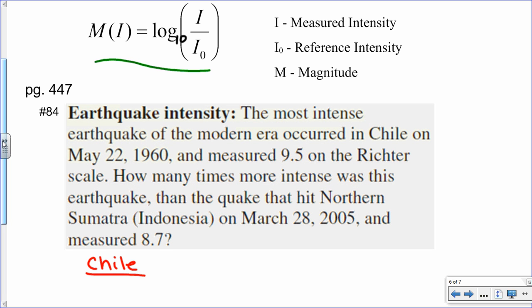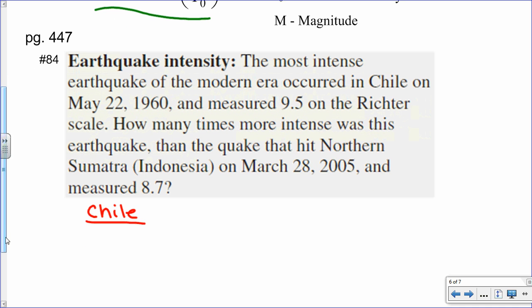All right, so the magnitude for this earthquake in Chile was 9.5. I don't know its intensity, so I'm just going to put I as a little c, because that intensity is different than the one in Indonesia. And then I also don't know the reference intensity, but that's going to be the same for both earthquakes.